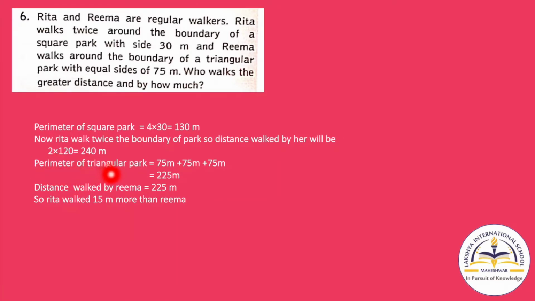Now the perimeter of triangular park, that is triangular, it means the 3 sides will be there, that will be 75 plus 75 plus 75, it means 225. Now you can compare both the values, then you can see there is 240 meter and here it is 225 meter. It means Rita walks 15 meter more than Rima.